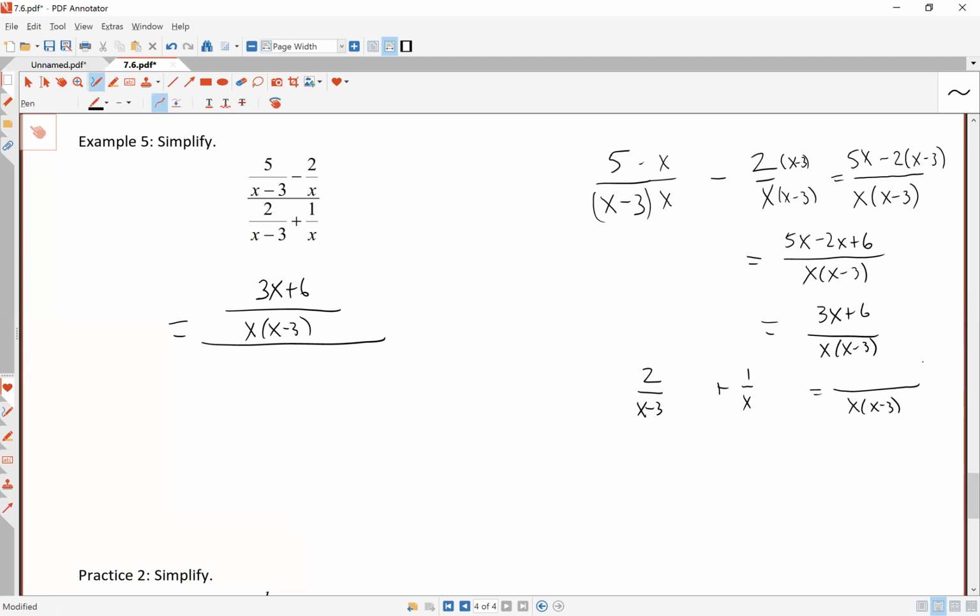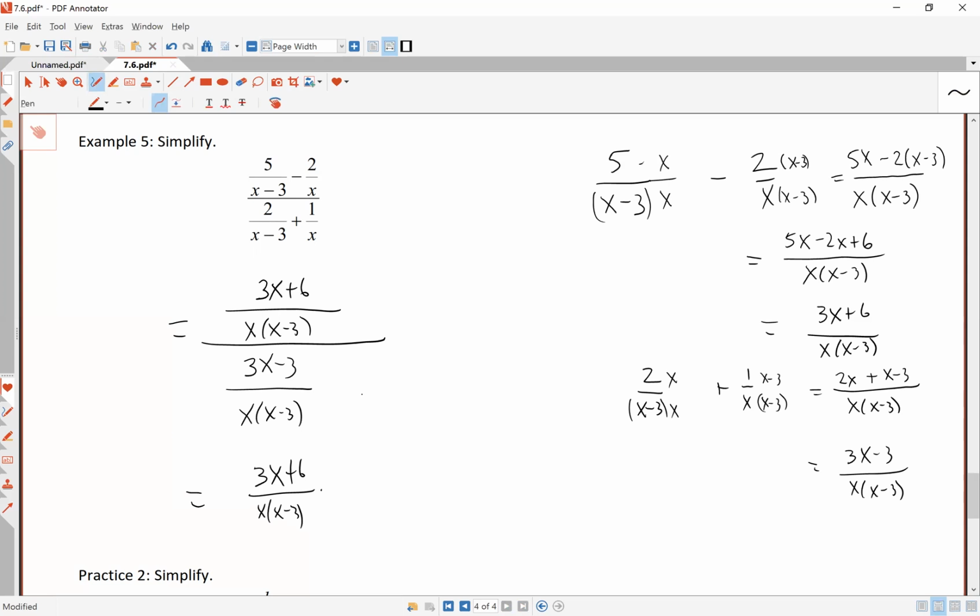So the 2 over x minus 3, we put an x top and bottom, 2x, and an x minus 3 top and bottom. So that gives us plus 1 times x minus 3. That gives us 3x minus 3 divided by x times x minus 3. Put that back in there. And now we take the numerator, 3x plus 6, divided by x times x minus 3, and multiply by the reciprocal of the denominator.